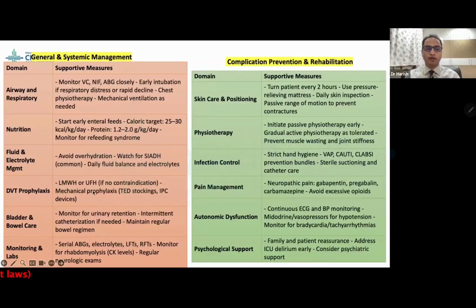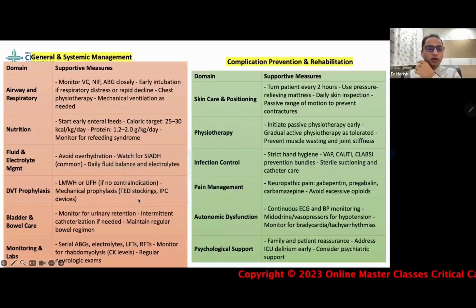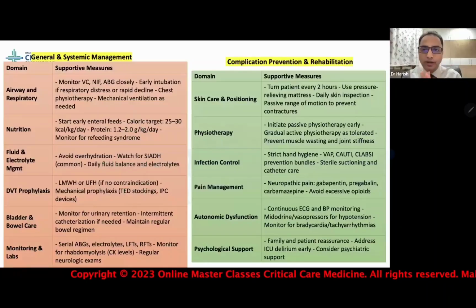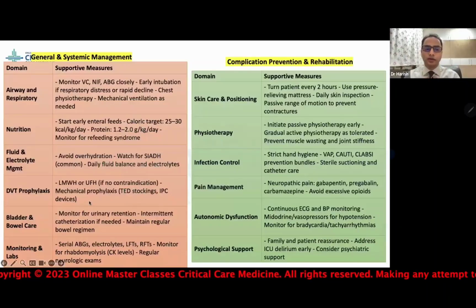Daily fluid balance and electrolytes you need to monitor. DVT prophylaxis: low molecular weight heparin or unfractionated heparin. If there is any contraindication, then we can go for mechanical prophylaxis like intermittent pneumatic compression devices. Stockings nowadays nobody will consider, even TED stockings, which help only in some sort of peripheral neuropathy, but definitely do not serve the purpose of DVT prophylaxis.